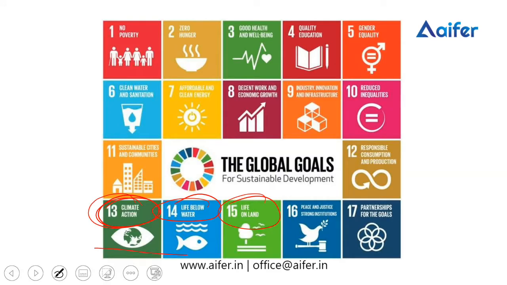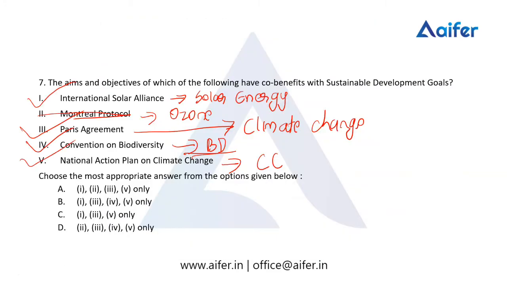Again, the climate action aspect. So we can say first, third, fourth, and fifth have co-benefits or have association with sustainable development goals. So we have option B as the correct answer. It's an important question. It's related with the sustainable development goals.